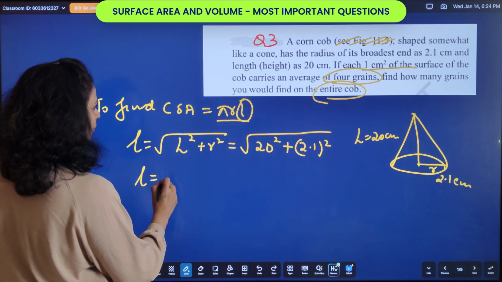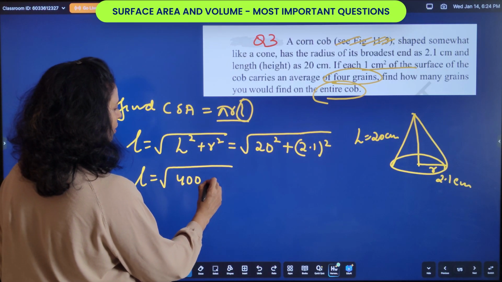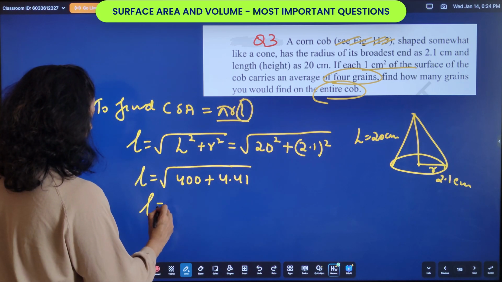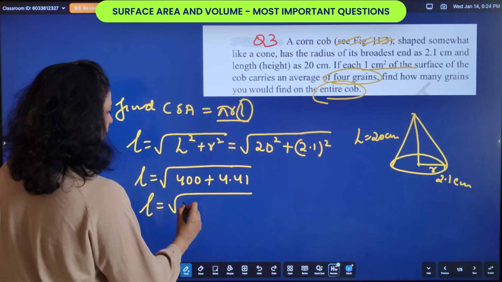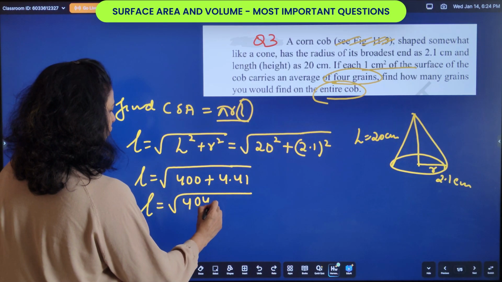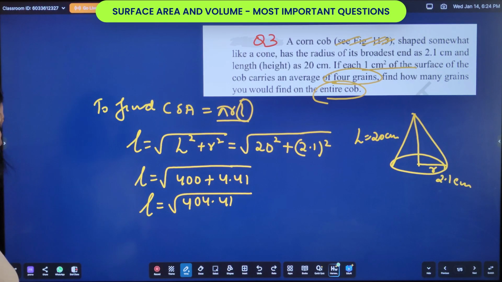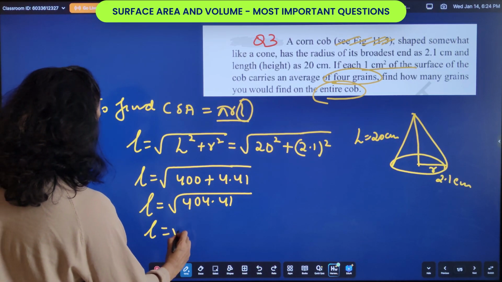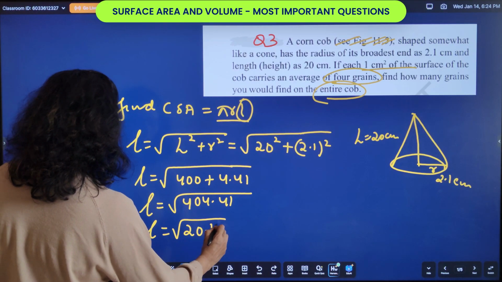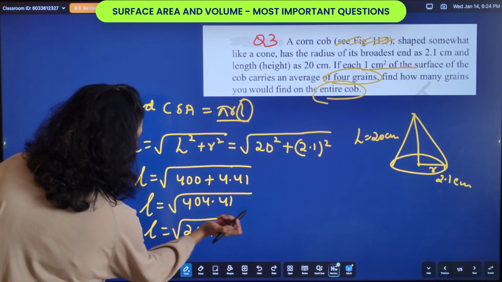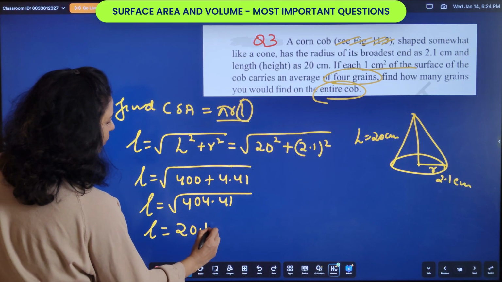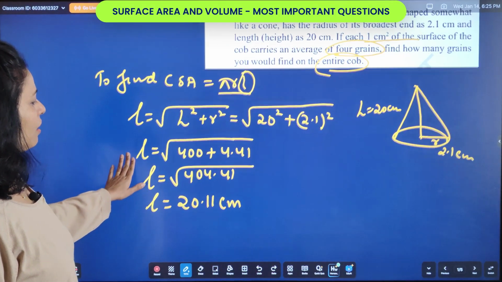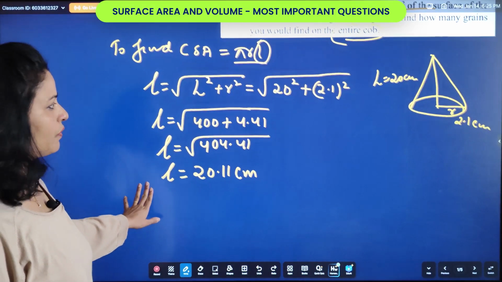So here 20 square is 400 plus 2.1 square will be 4.41. So it will be 404.41. So root of this will be approximately 20.11. Sorry, we should not put the root. It will be 20.11 centimeters. Right, so here our value we got as 20.11 centimeter.